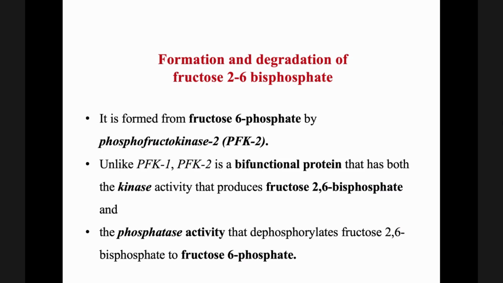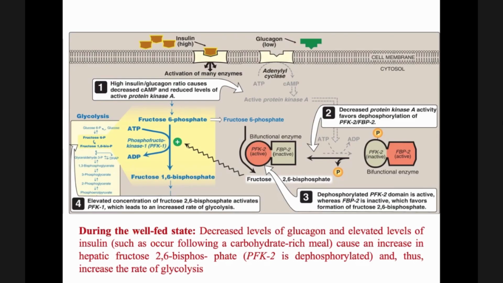So when the cell forms fructose 6-phosphate, okay, formation and degradation of the fructose 2,6-bisphosphate. Why do we look at this fructose 2,6-bisphosphate? Because it's an inducer to the phosphofructokinase 1. I think if I just talk, you will not actually understand it unless you see the figure. So do you know what this is?